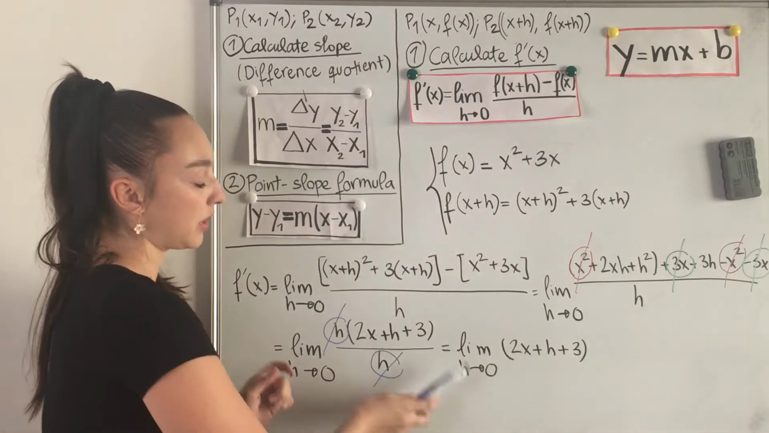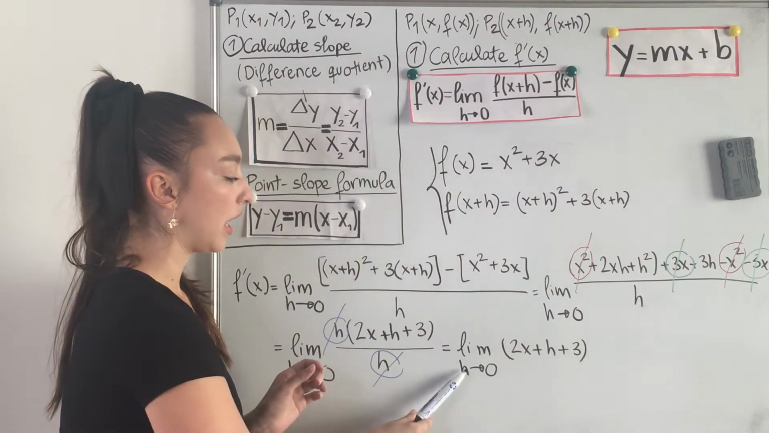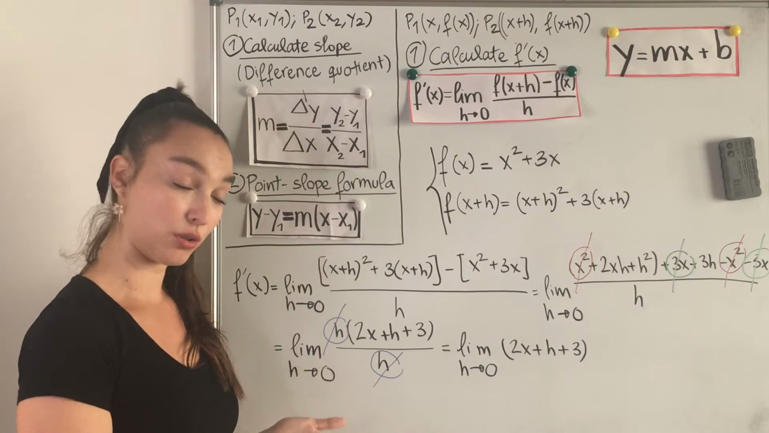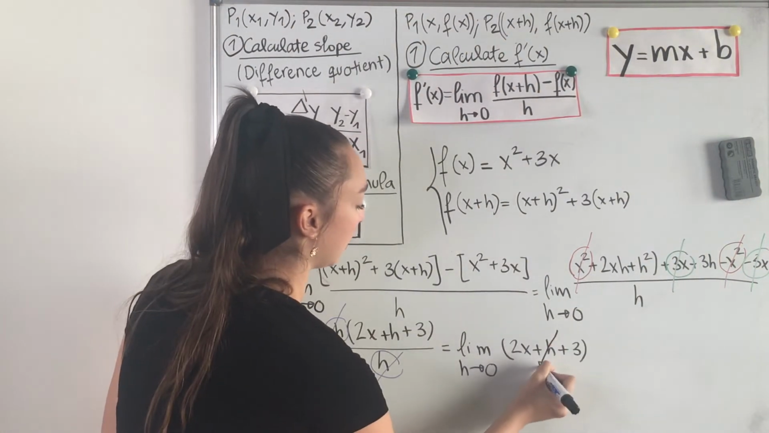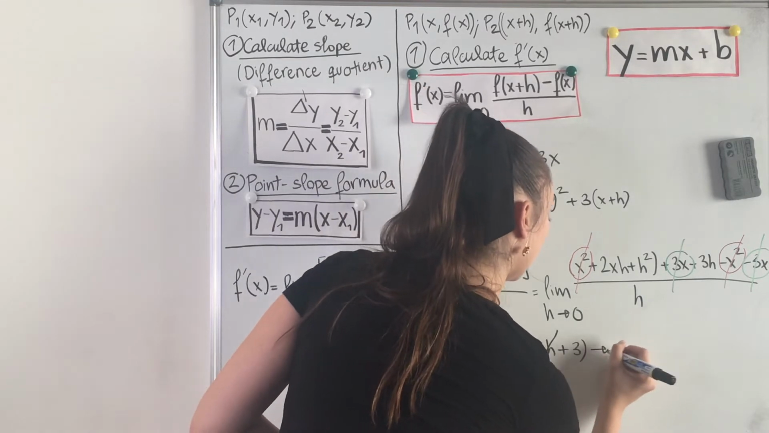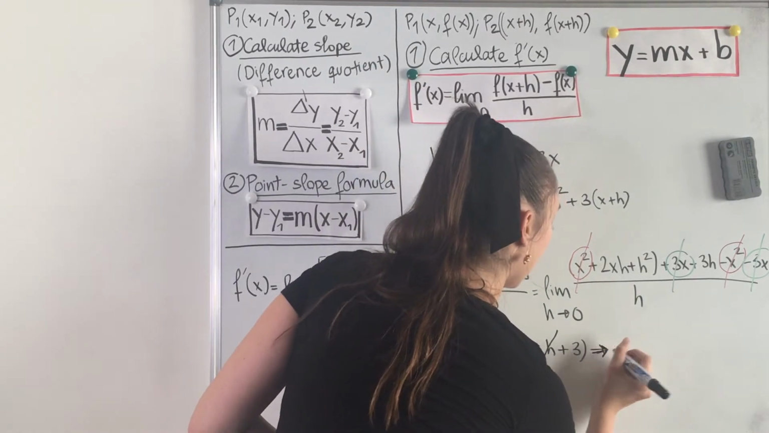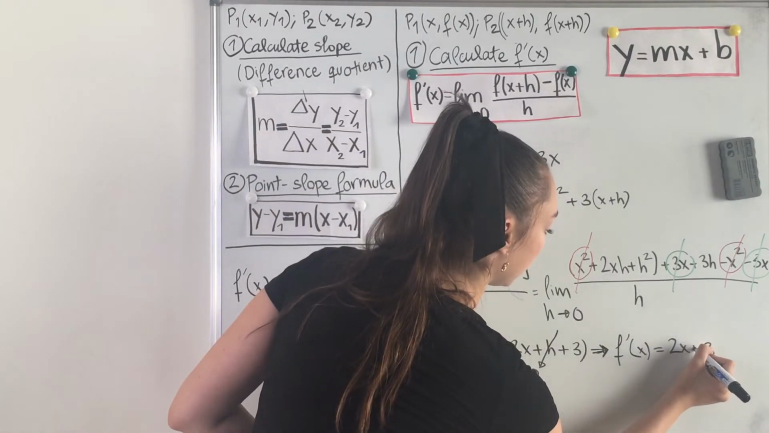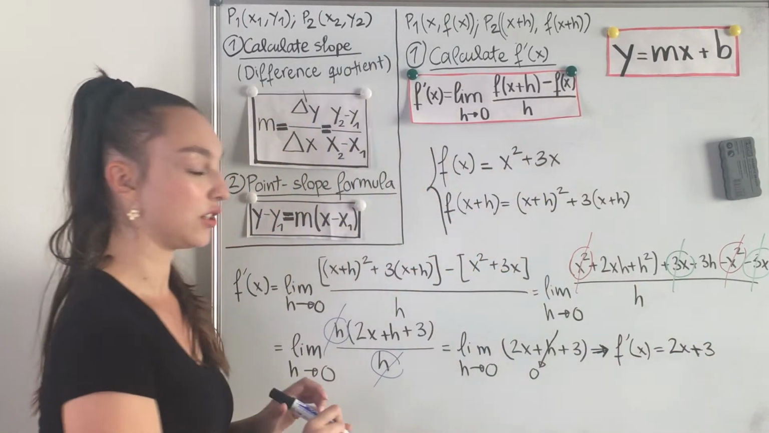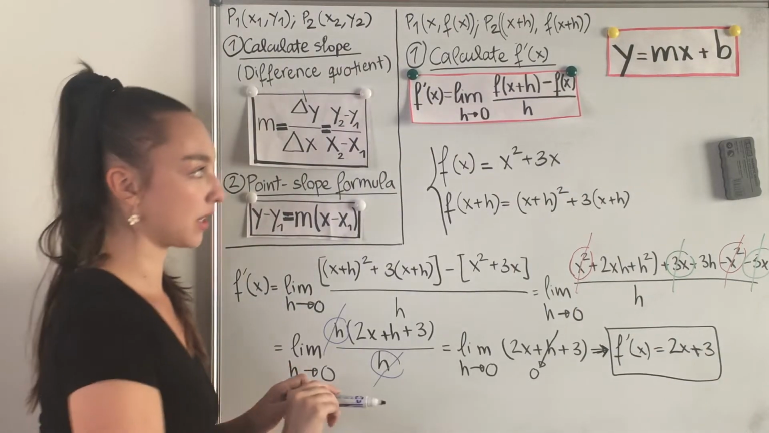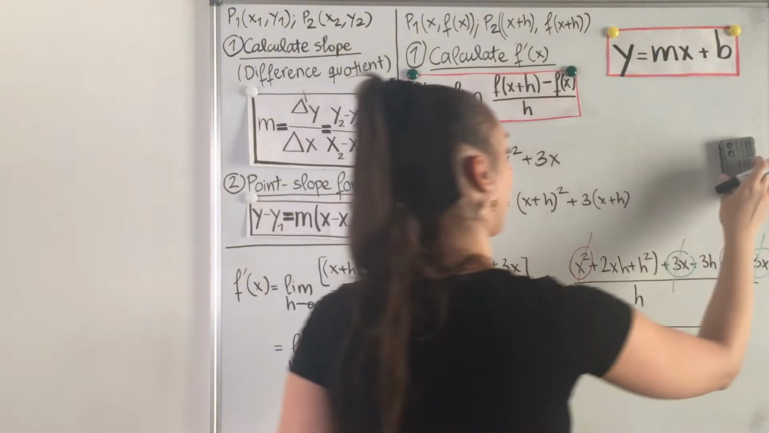Now we're left with this expression, and because h tends to 0, h is very close to 0, we can actually assume that h is 0, and then this would cancel, and we would be left with our derivative, which is actually 2x plus 3. Alright, so the first step is done. I'm going to write it down here.